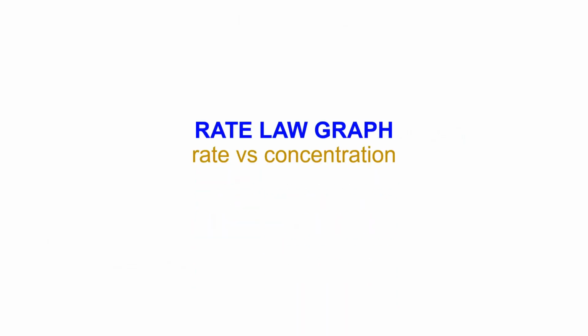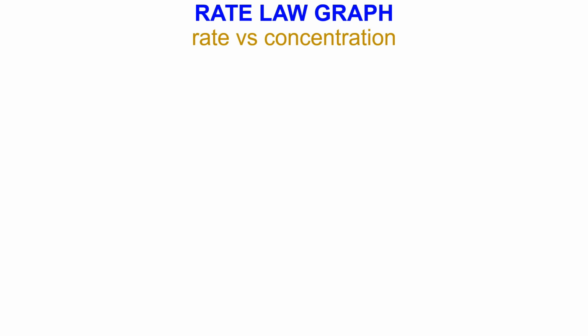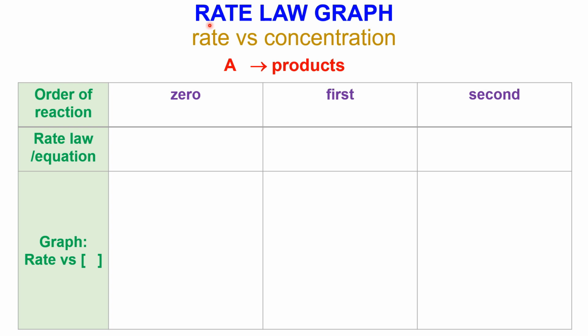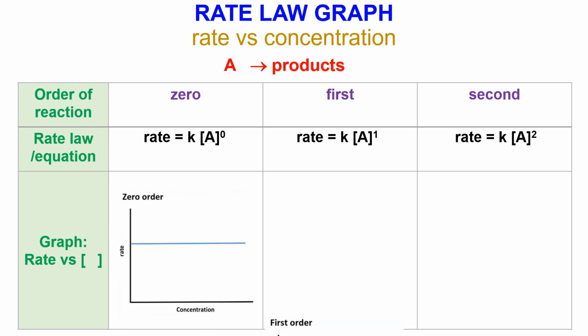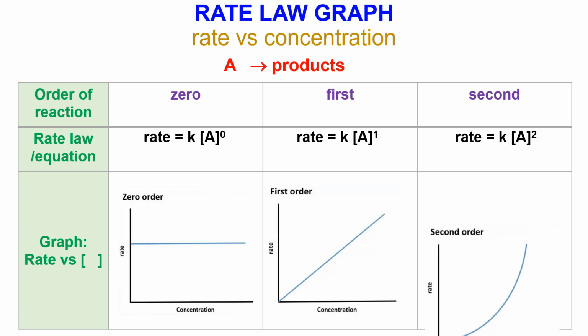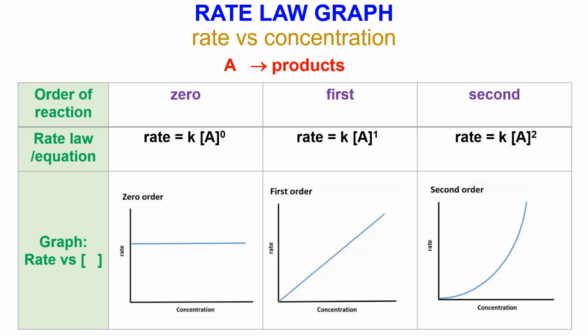Next, we will learn about the rate law graph. For example, we have A produces product. To learn about the rate law graph, we need to look at the rate law or rate equation. This is the rate law for zero order, first order, and second order reactions. This is the rate law graph for zero order, for first order, and for second order. As you can see here, all graphs have the same axes, which is rate versus concentration.